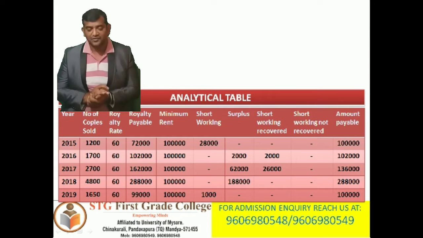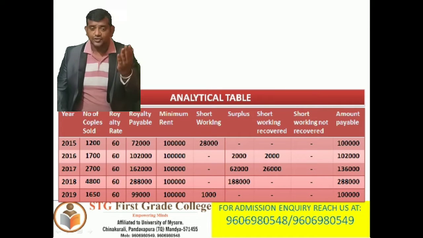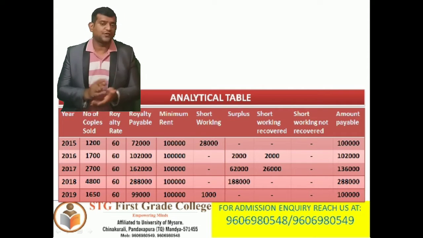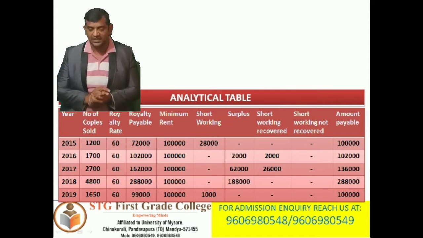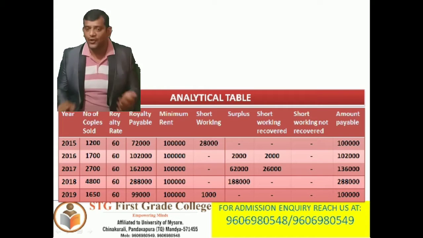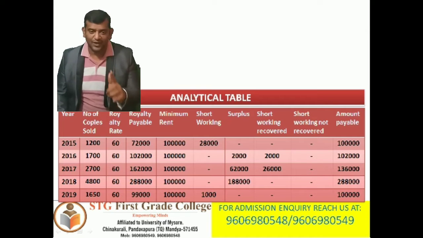So is there a short working? Because the minimum rent is greater, the royalty payable is lesser. So there is a short working. 1 lakh minus 72,000, short working is 28,000. Is there any surplus? No. Short working recovered? No. Short working not recovered? No. Amount payable: 1 lakh rupees.